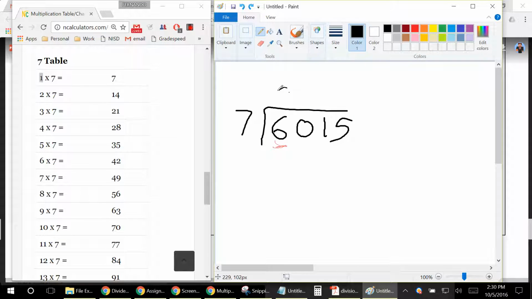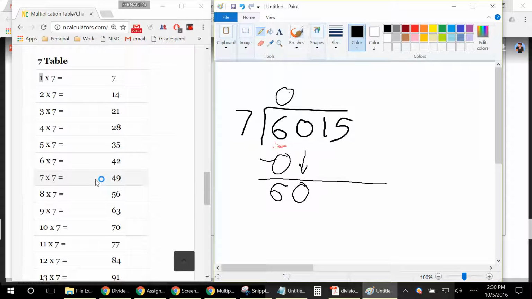Okay, excuse it, looks like a 6. 0 times 7 is 0. What's 6 minus 0? 6. Bring down the 0. You always bring down the number. So now you have 60. 60 is more manageable. If you look at 8 times 7 is 56, and that's the closest number without going over. You cannot do 9 times 7 because that will be 63 and you will go over. You want to stay below 63.